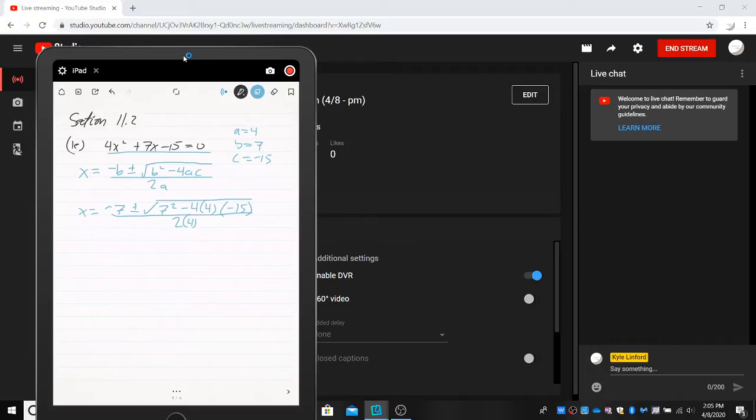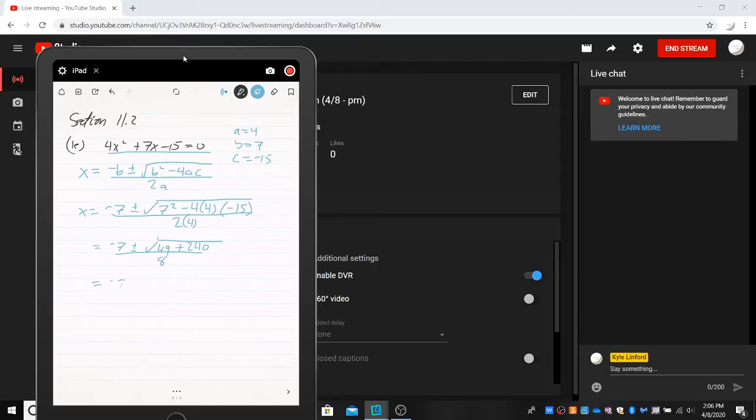Now, keep in mind here, it's important that we include signs with what we're working with. So you'll notice that I have a negative 15 for c. Let's go ahead and start simplifying. I get negative 7 plus or minus the square root of 49, and then, what's 4 times negative 15? Well, let me grab my calculator here. And again, we're going to make sure we're careful with our signs because we have double negatives. I'm still seeing people sometimes forget about that, so make sure you're careful with it. So we get a positive 240, and that's all over 8.